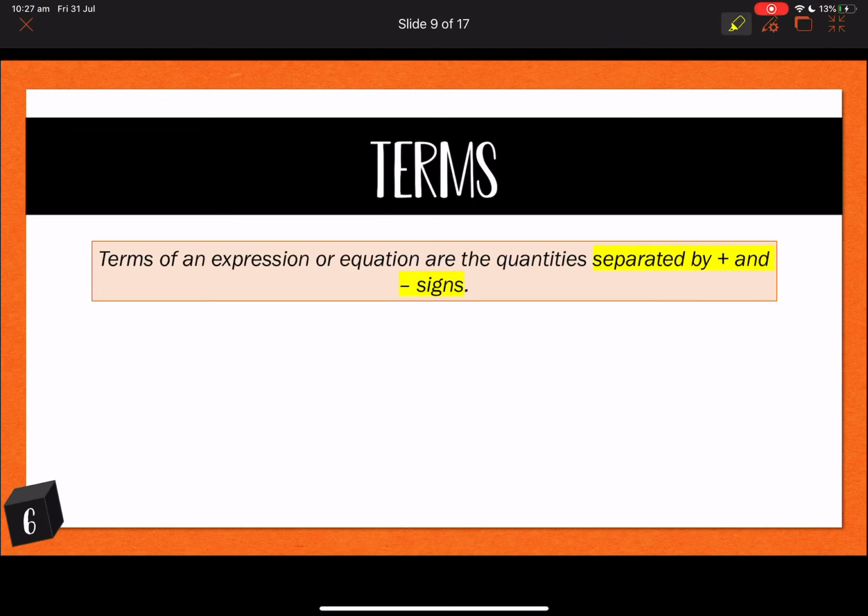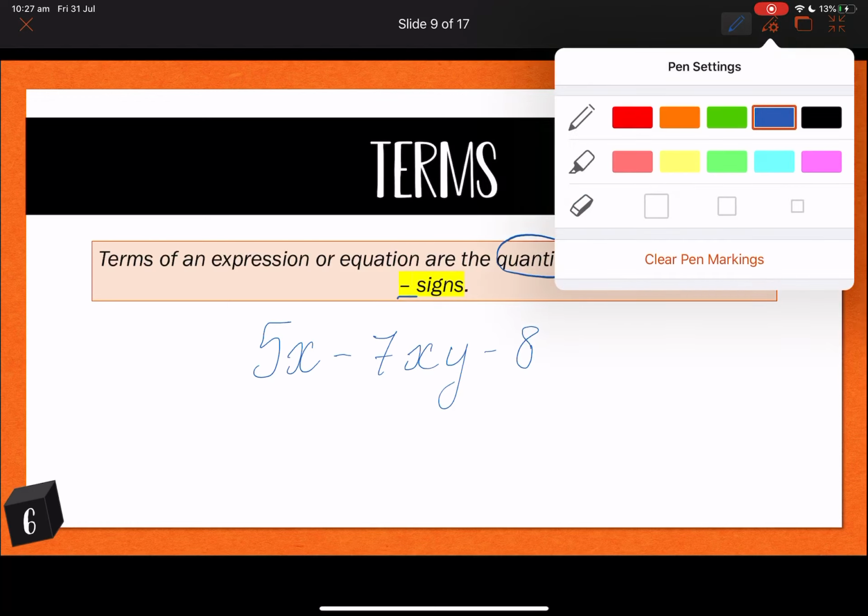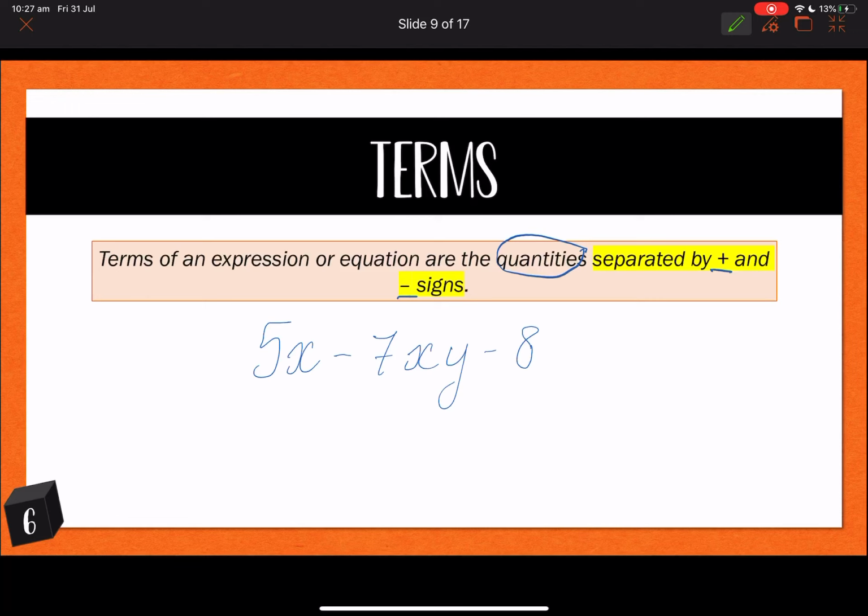I just briefly showed you an algebraic expression, and I'll write that same algebraic expression to explain what a term is. So if I have the expression 5x take away 7xy take away 8, this definition above shows me that terms of an expression or equation are quantities that are separated by these signs. So there are 3 terms in this expression, and they are 5x, negative 7xy, and negative 8.